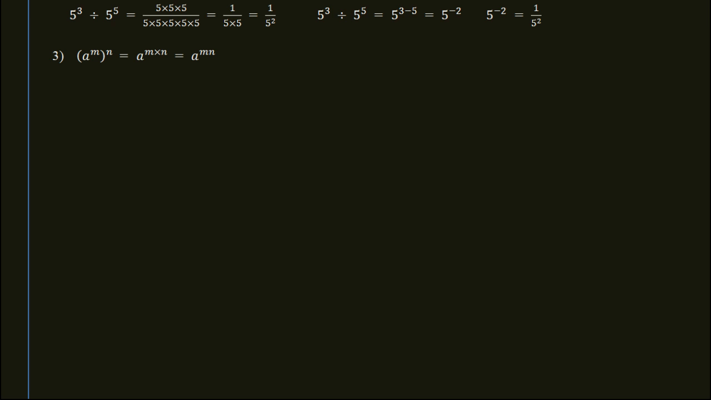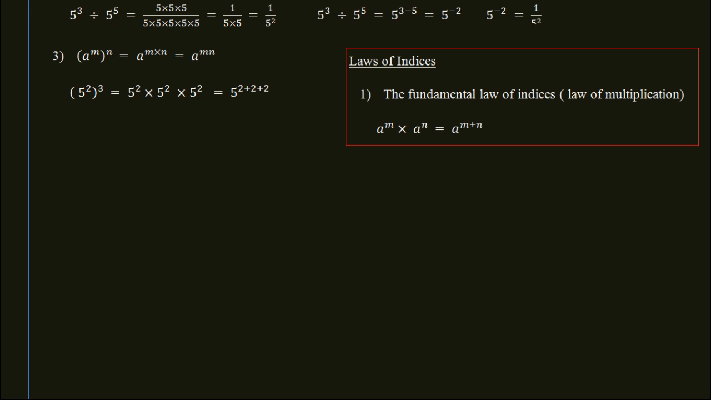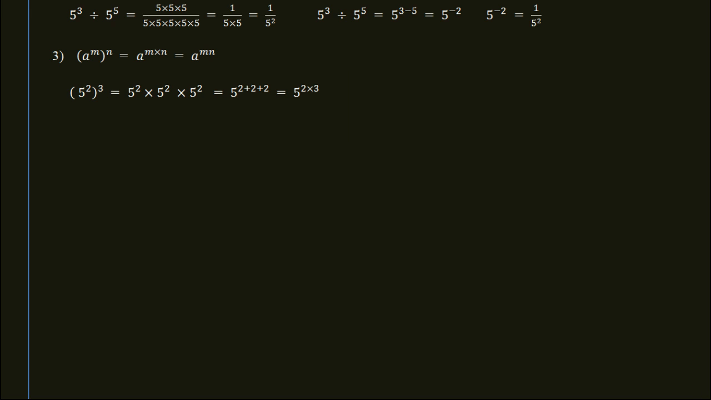To understand this law, consider 5 to the power 2, the whole expression to the power 3. This will be equal to 5 to the power 2 times 5 to the power 2 times 5 to the power 2, and notice the 5 to the power 2 are 3 in multiplication. This shall be equal to 5 to the power 2 plus 2 plus 2, and this is from the fundamental law of indices, the one that deals with multiplication of indices. Now 3 2's in an addition is the same as writing 2 times 3. So we shall write 5 to the power 2 times 3.